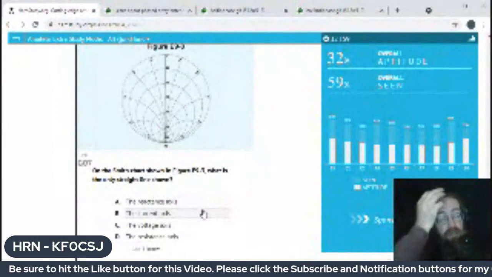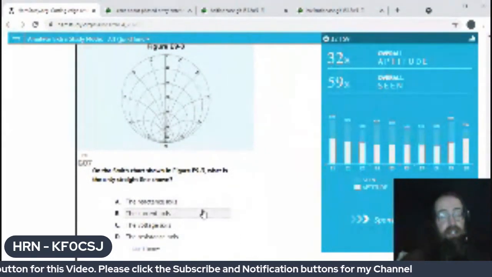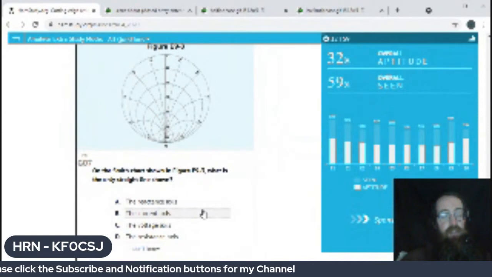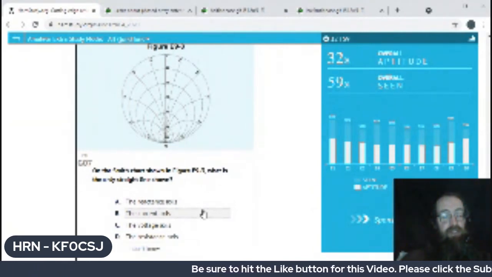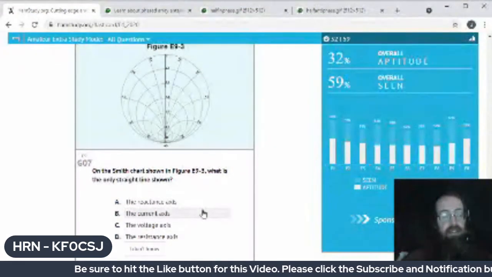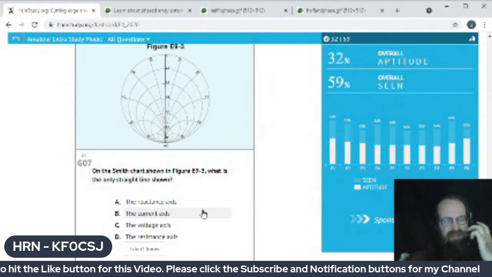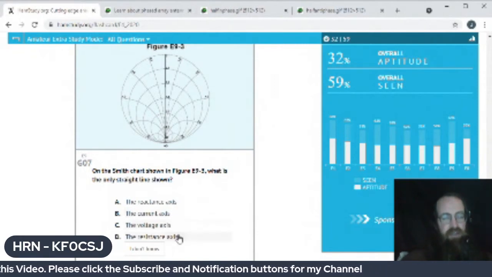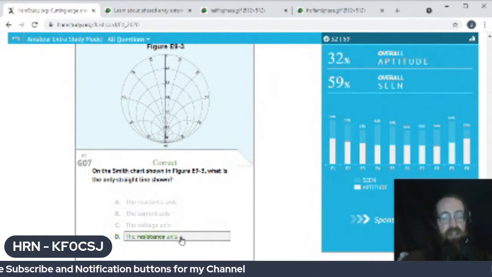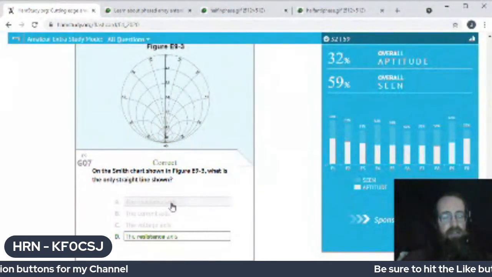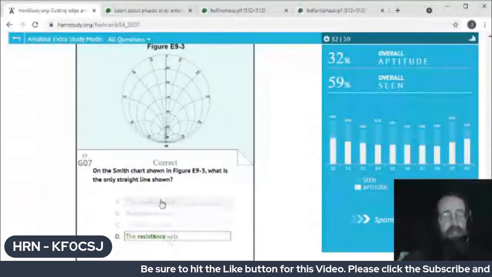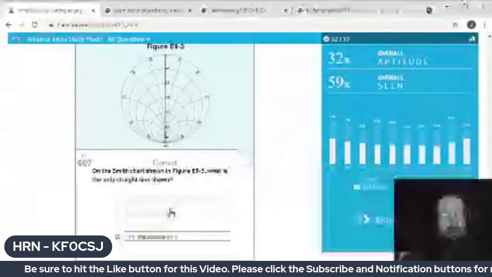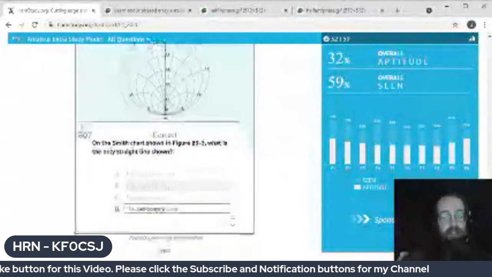On the Smith chart shown in figure 9-3, what is the straight line shown above? A, the reactance axis. B, the current axis. C, the voltage axis. D, the resistance axis. So I'm going to go with D this time. Smith chart, I believe, shows the reactance and the resistance. So I know B and C are wrong. Last time I picked reactance and I got it wrong. So this time I picked resistance.